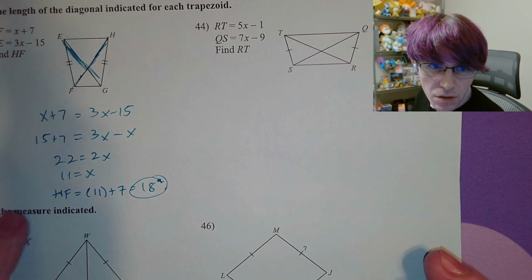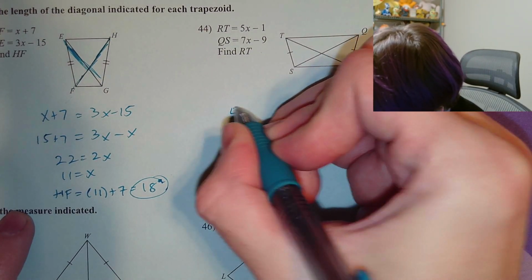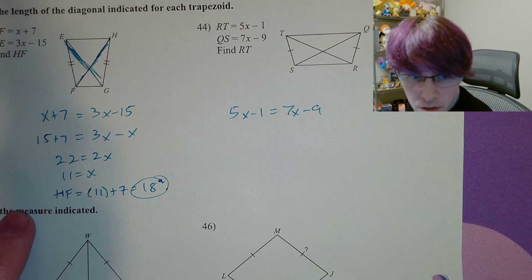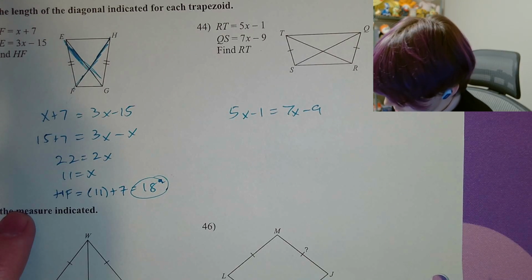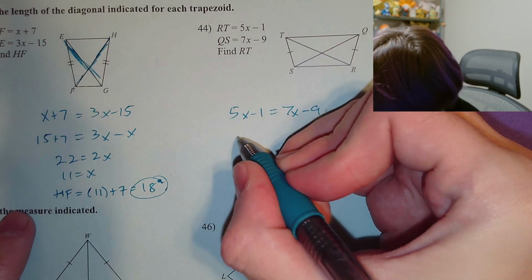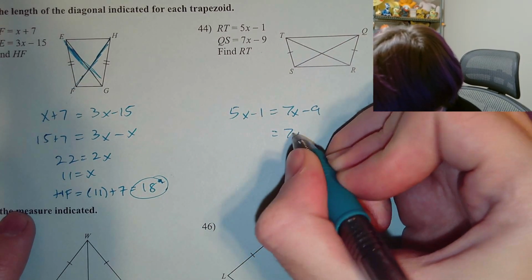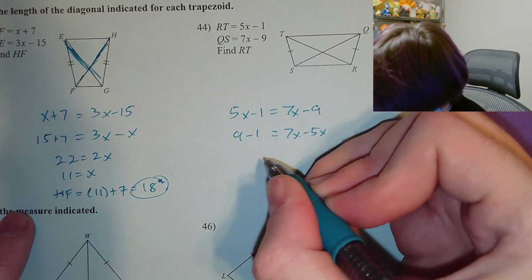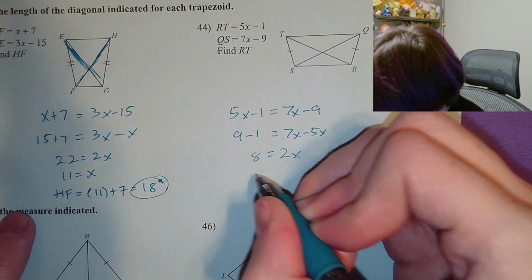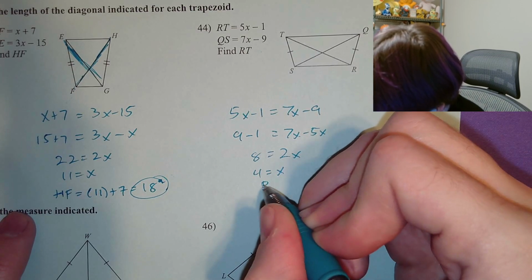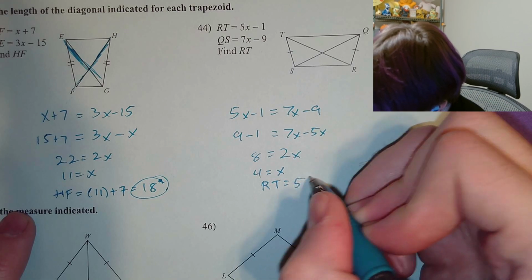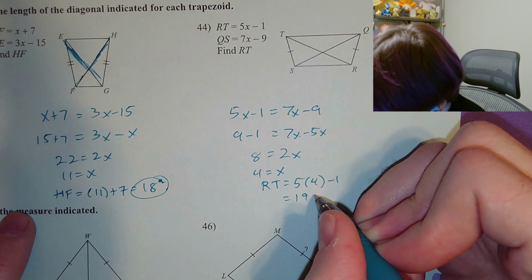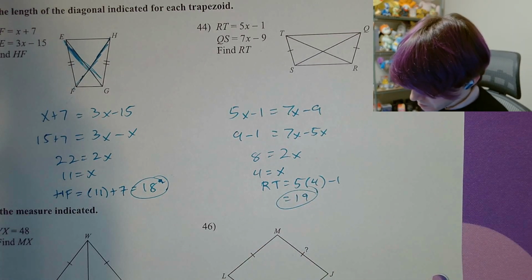44 is exactly the same concept. No difference whatsoever. 5x minus 1 equals 7x minus 9. And then just like the last one, I'm going to move the x's to this side so that I have all positive numbers. I think that is the better way to do it. It's just not something that you have to do. And yeah, there you go, 19.